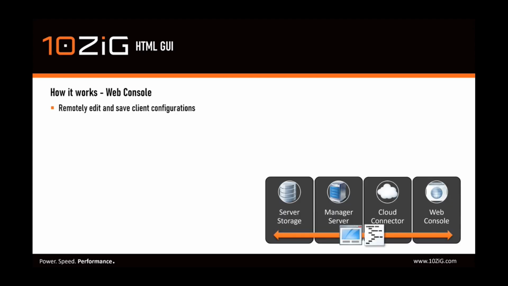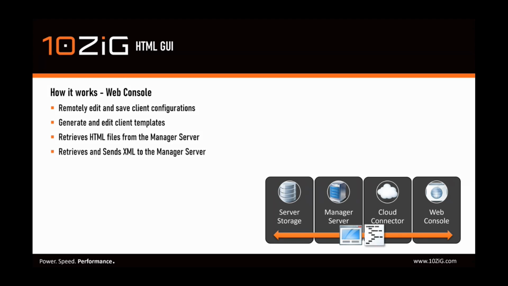With the web console, you can remotely edit and save those configurations. The point of this slide is that we're now focusing on the web console versus the old software-based MMC console. You can generate and edit those templates, the templates being the configuration files that you can push out to your clients. Retrieve the HTML files from the manager's server. It retrieves and sends those XML files, which are the configuration files that we talked about. It stores the base configuration and versioning for those GUI files also.